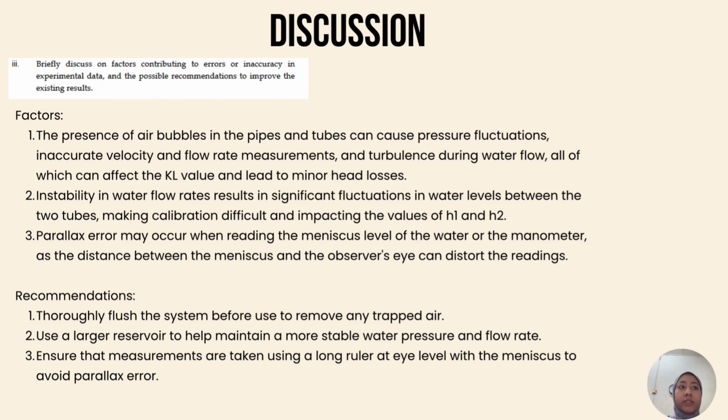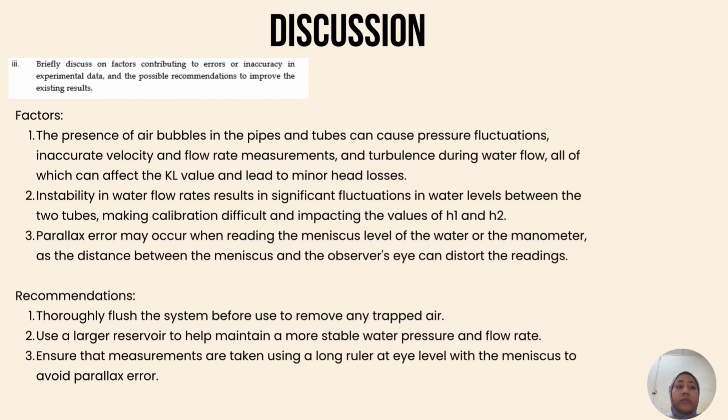And lastly, briefly discuss the factors contributing to error or inaccuracy in experiment data and the possible recommendations to improve the existing result. So the first factor is the presence of air bubbles in the pipes and tubes, which can cause pressure fluctuations, inaccurate velocity and flow rate measurements, and turbulence during water flow, all of which can affect the KL value and lead to minor head losses.